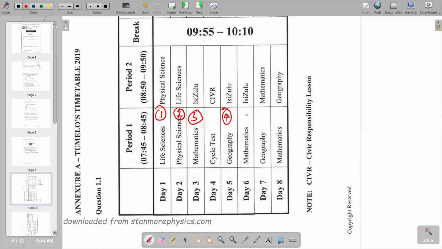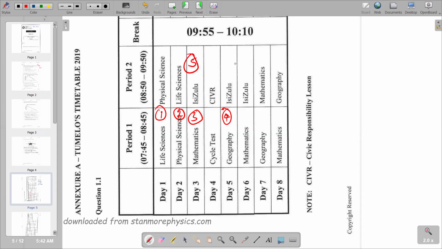We have mathematics, we have already mentioned it. Geography, we have already mentioned it. Mathematics again, it's there. And then we try to pick physical science, we have it here. Life sciences, we've already mentioned it. Again, we know what is Zulu, so it's number 5.